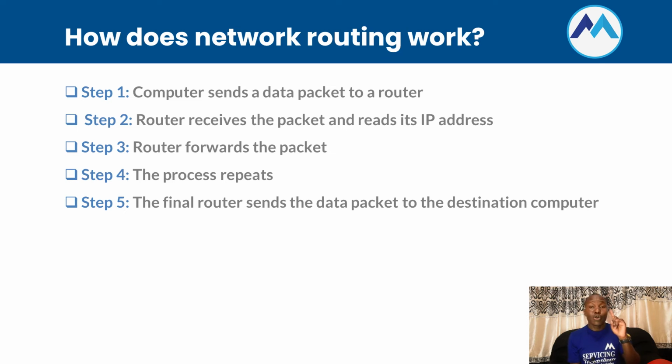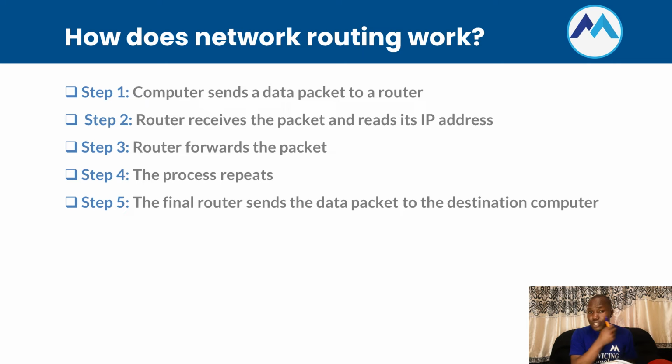Step number 1, computer sends a data packet to a router. It attaches an IP address to packets, just like you put an address label on a physical parcel you want to send. Routers use these addresses to work out the best routes. The origin computer usually connects to a local area network, that's LAN, while the routers send packets from a LAN to another large network.